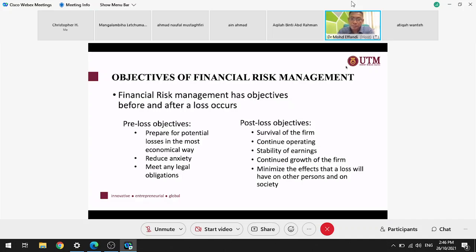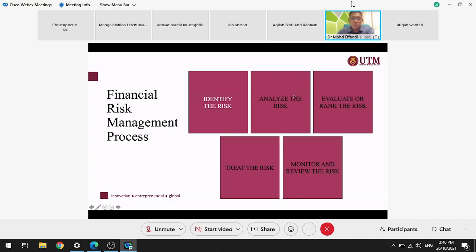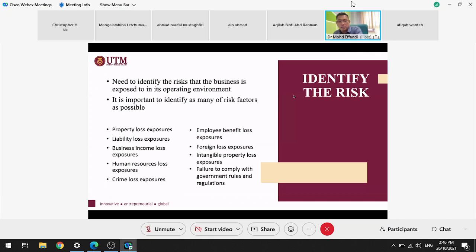Okay, all right. So we will go through this financial risk management process. Basically, there are five processes, in order for us to explain what financial risk management is. Okay, the first one is to identify the risk. We need to identify the risk. That is the most important. Whenever you do business, you need to identify the risks that may or may not be in your business.